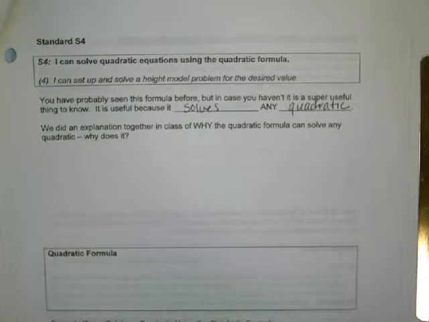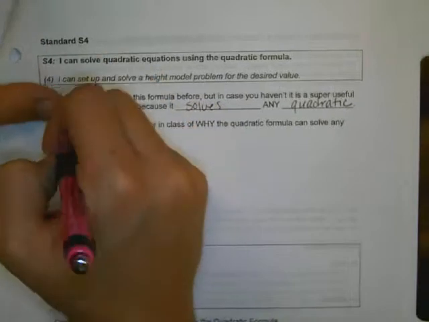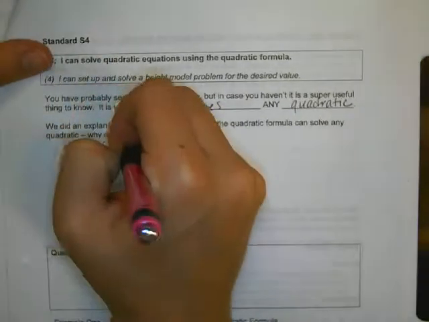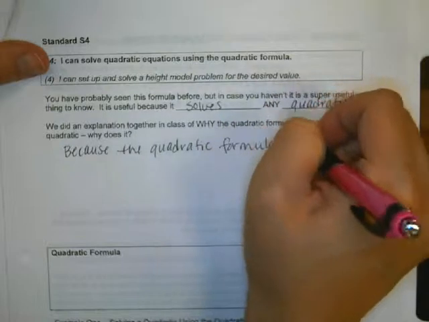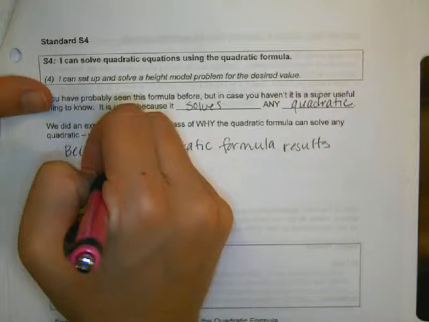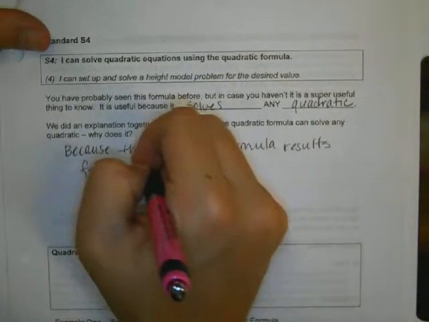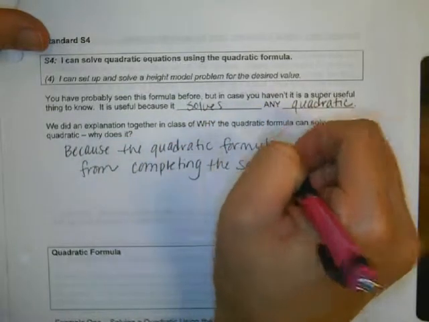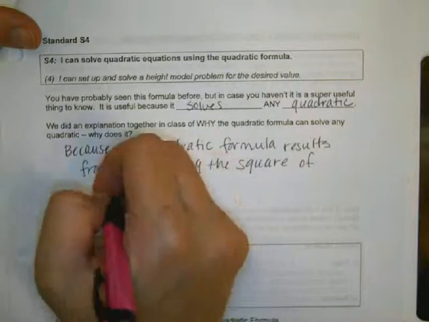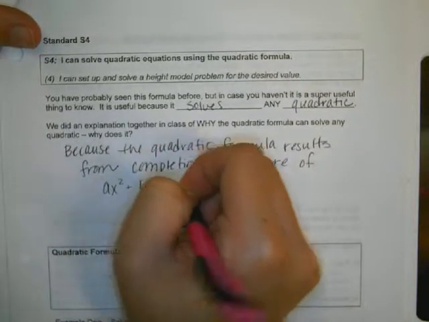We did an explanation in class, and actually it was in a link that I sent you when the sub was here on Tuesday, of why the quadratic formula can solve any quadratic. And why does it? Well, it does because the quadratic formula results from completing the square of ax squared plus bx plus c equals 0.